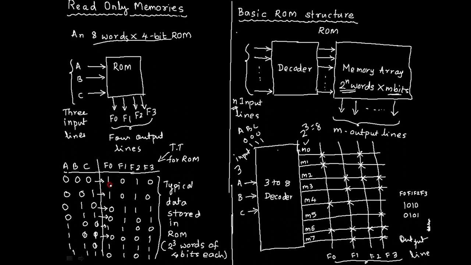For each combination of input values, there will be a set of outputs. So these outputs need to be stored in a memory array whose size is 2 raised to n words by m bits. That is 2 raised to 3 words means 8, and m bits represents the number of outputs written in the truth table. In this example, inputs are 3, outputs are 4. So I can refer to it as 2 raised to 3, 8 words of 4 bits each output line.